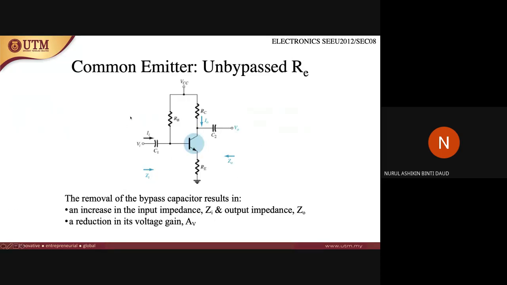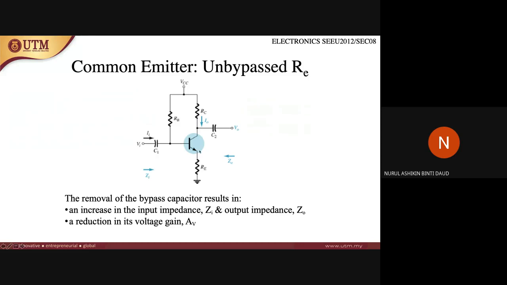Next, let's look at the common emitter unbypassed RE. Unbypassed RE, what does that mean? It means without the bypass capacitor across RE. First of all, the removal of the bypass capacitor results in an increase of the input impedance.